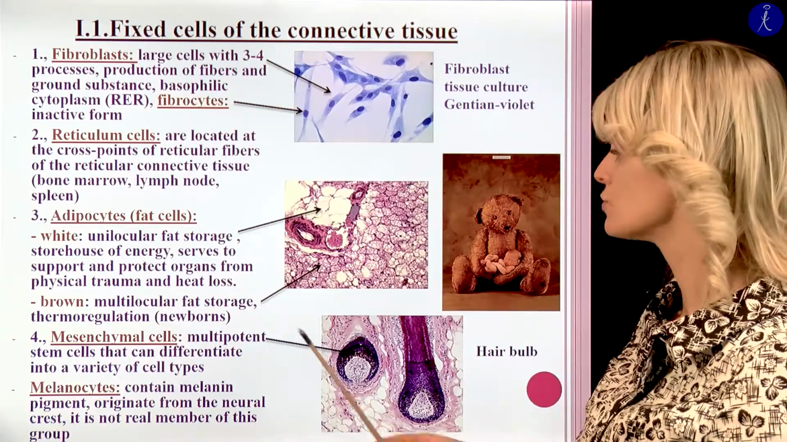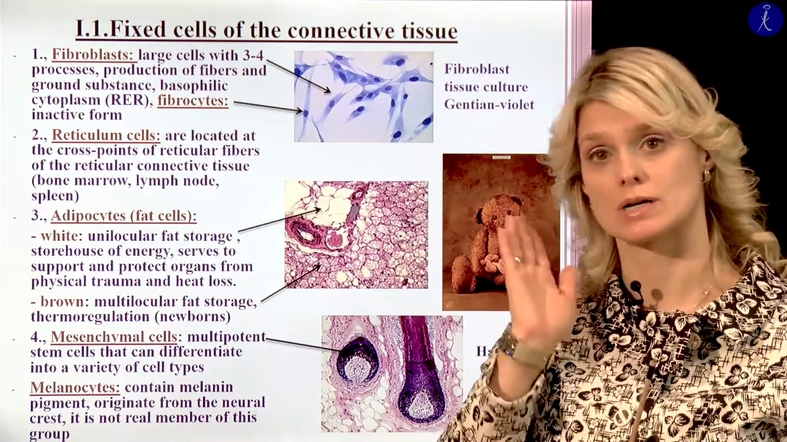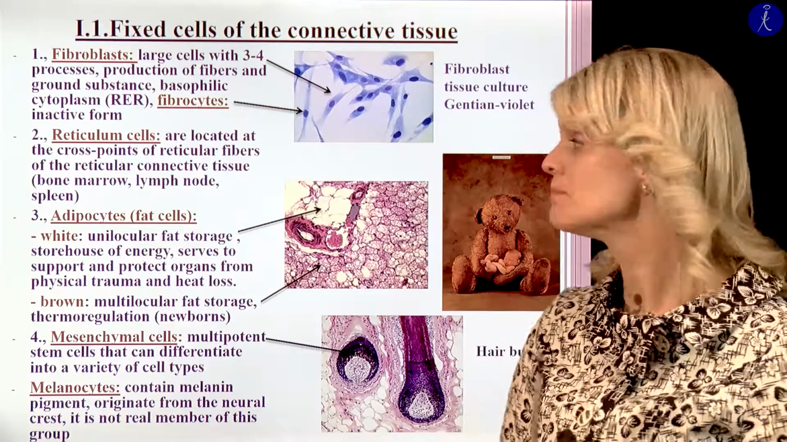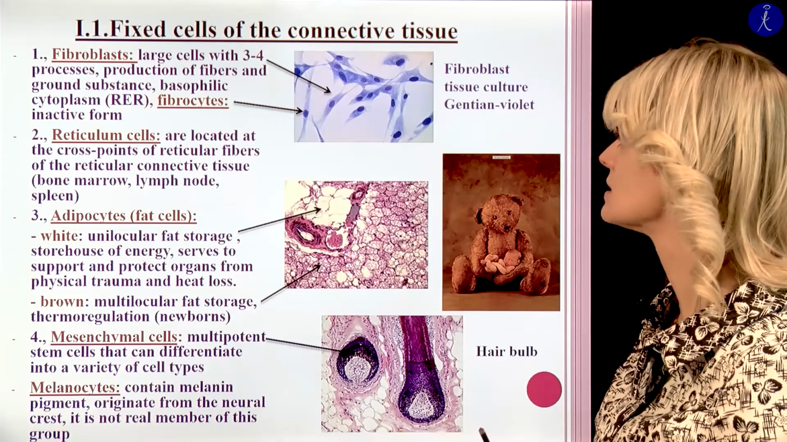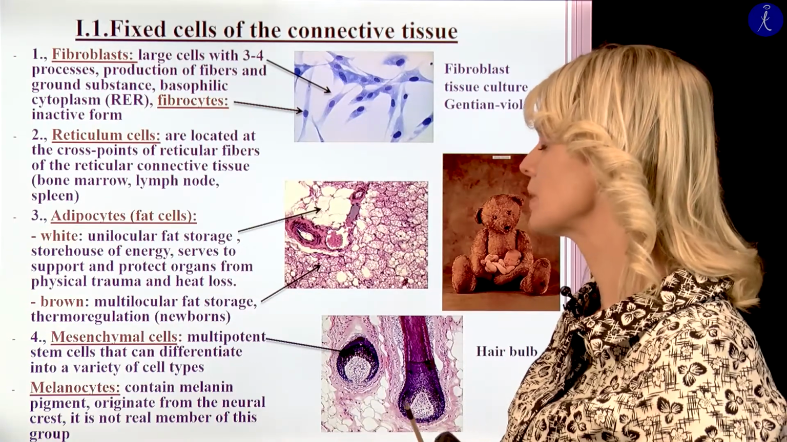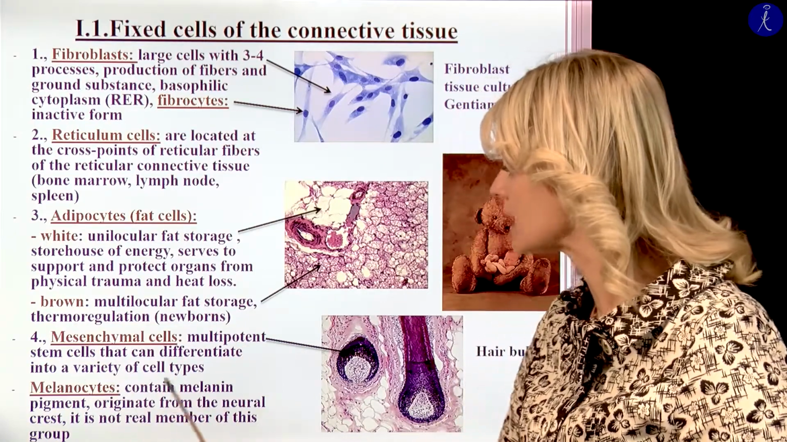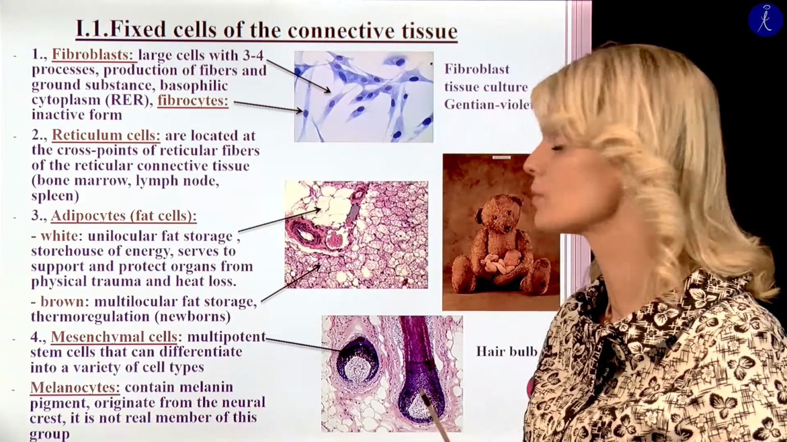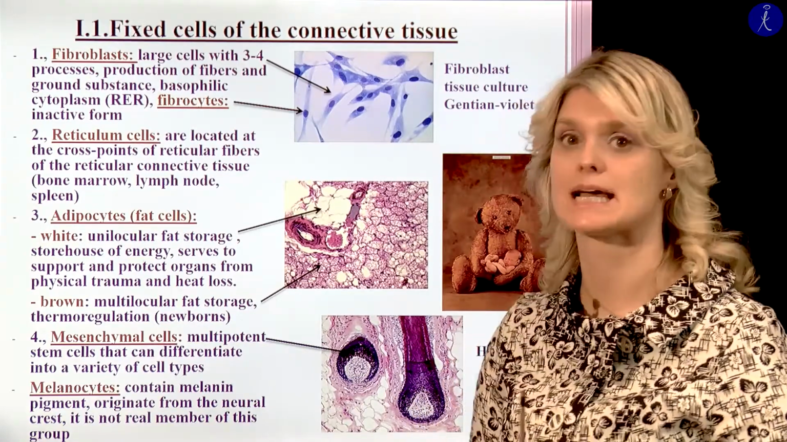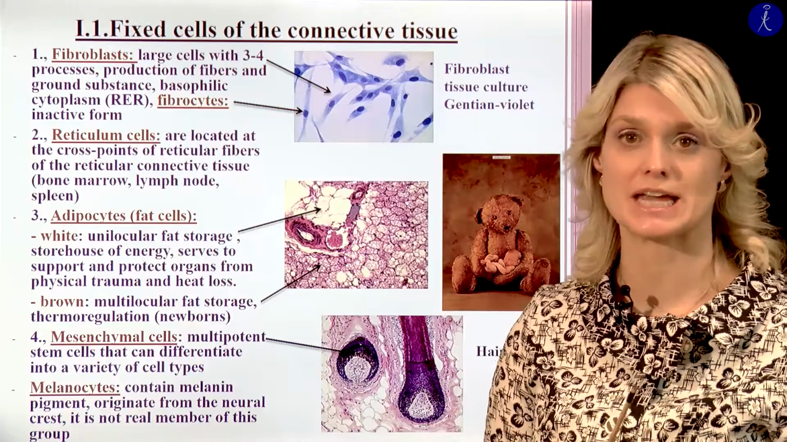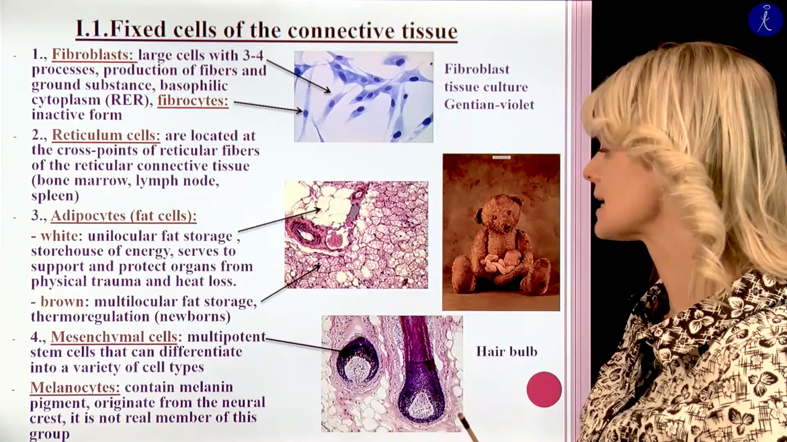So we have a huge amount in newborns and, for example, animals who are sleeping during the winter time. So this is another special cell of the connective tissue. And after mesenchymal cells, we can talk about the different cells, the multipotent cells, which are able to differentiate and will form the other cell types.